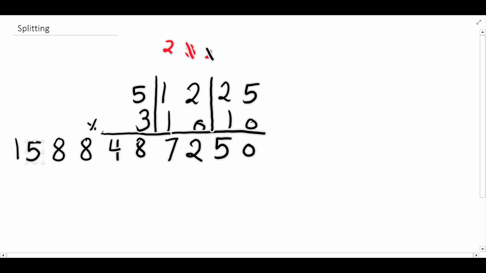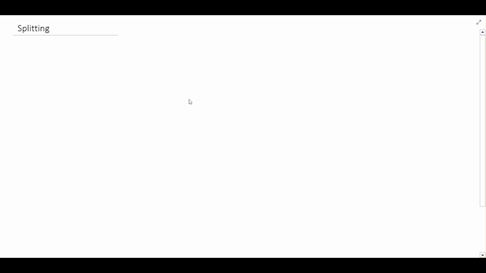And you need not split only by 1 or 2 digits. You can even split the rightmost part or leftmost part into 3 digits or 4 digits or as many as you like. It's up to you. I hope you understood this technique, and I really urge you to practice this because this is really useful and can really speed up all your calculations.